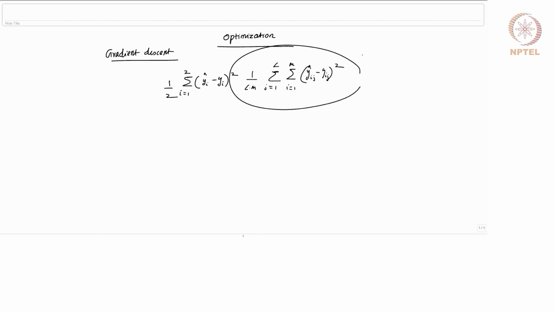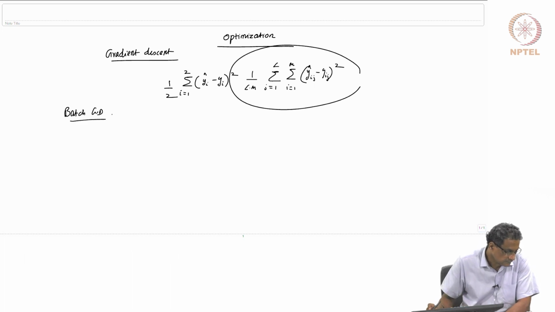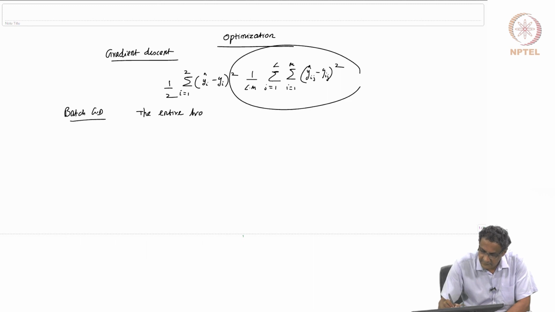So let's look at the first one, which we call batch GD, batch gradient descent. In batch GD, the entire training set is used in each iteration. That means before you even update.